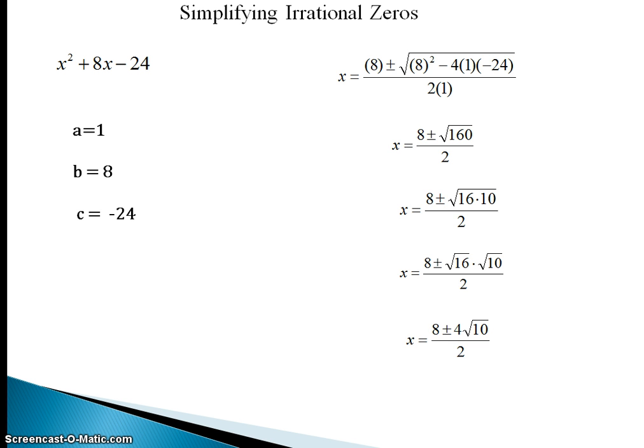And so we're going to simplify even further until we have 4 times the square root of 10. That is equivalent to the square root of 160. And now I'm going to break this fraction up into 2 pieces. I'm going to divide 8 by 2, and you know that gives us 4. And then 4 times the square root of 10 by 2, and that gives us 2 times the square root of 10. And so our answer is 4 plus or minus 2 times the square root of 10.